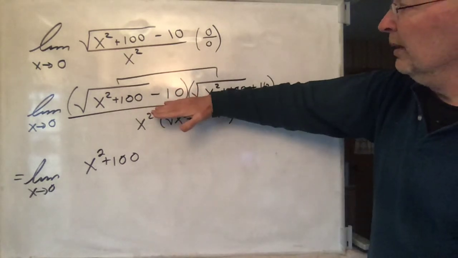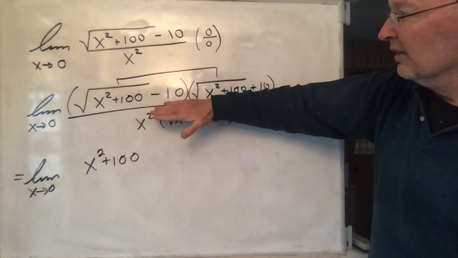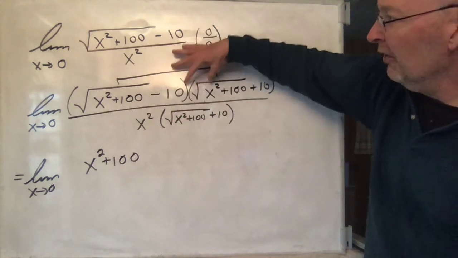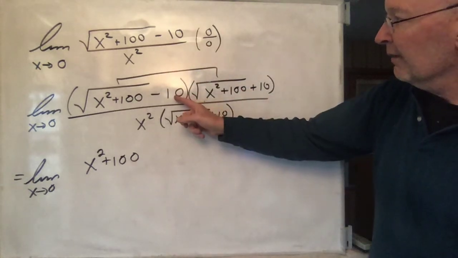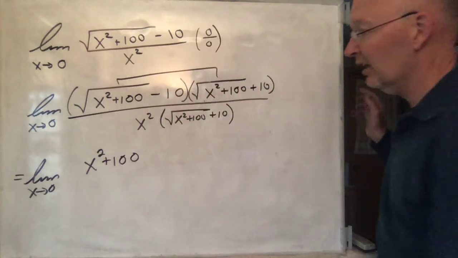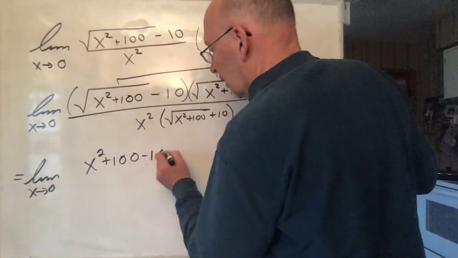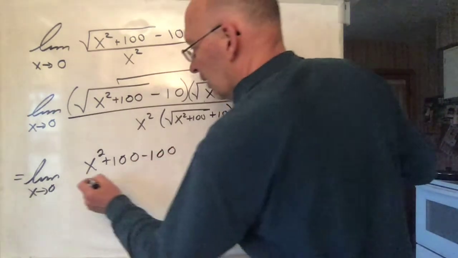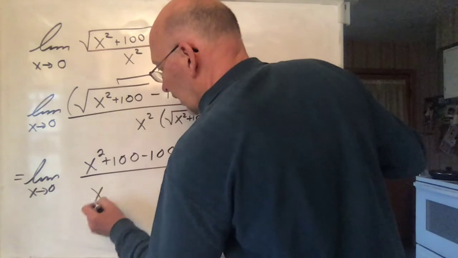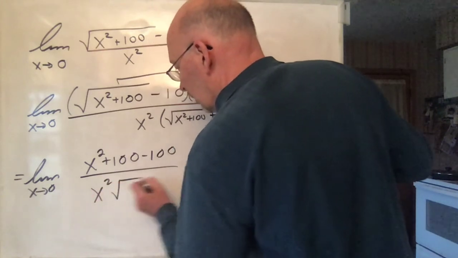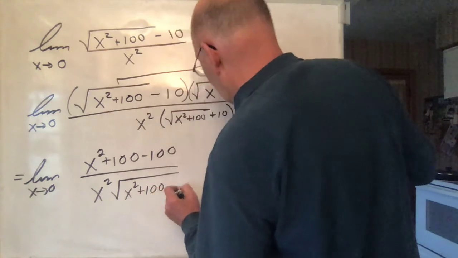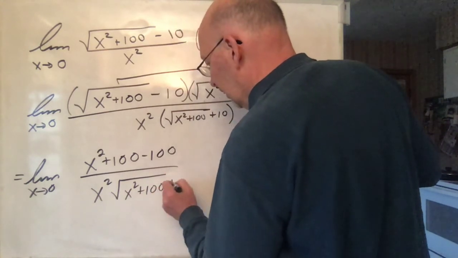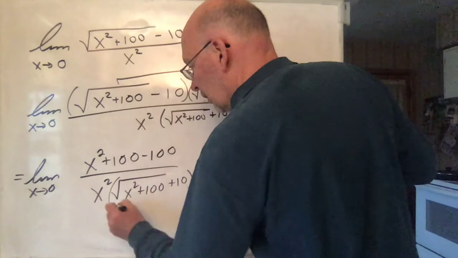And that's the reason why multiplying by the conjugate can sometimes really help you out. Because all this messy stuff with the square roots, it cancels each other out. And finally I have last, which is negative 10 times 10, which is minus 100. So you have that. And on the bottom you have x squared over x squared plus 100 and then plus 10 right there.